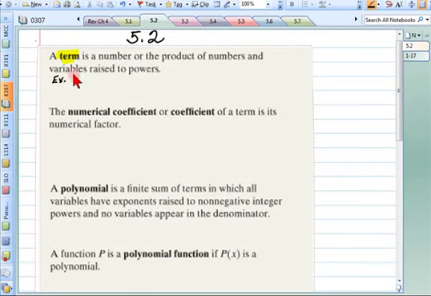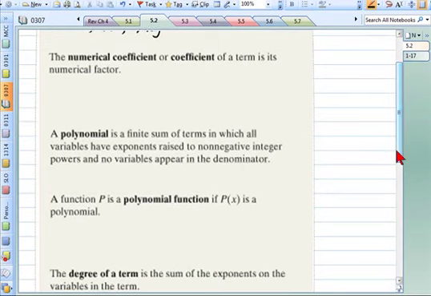A term could be just a number, like 5. That's a term. It could be 6x. That's the product of a number and a variable. It could be 7xy squared. Those are all examples of terms. To me, they're a little bit like, in the English language, words. Terms are like words.